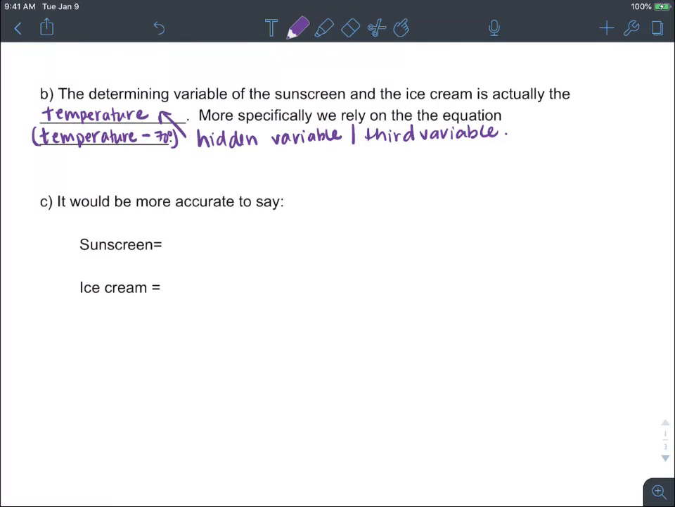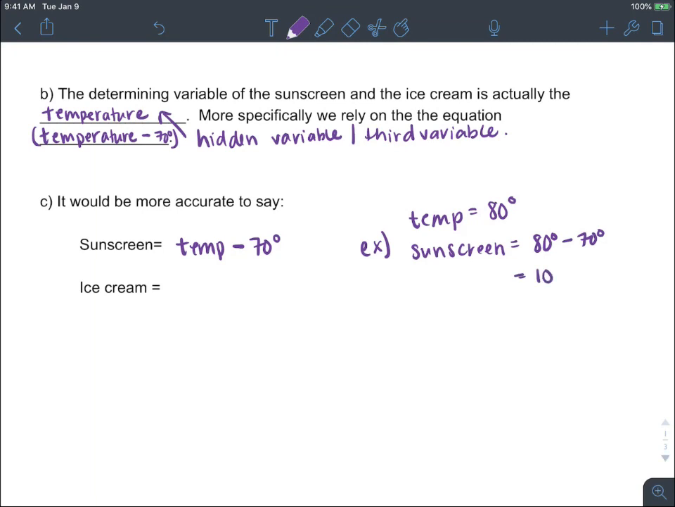Okay, so we can actually split up the two equations. Instead of ice cream being reliant on the number of sunscreens sold, we can split them up to say that the sunscreen is equal to the temperature minus 70 degrees. So an example would be, let's say the temp is equal to 80 degrees. The sunscreen would equal 80 degrees minus 70 degrees, which gives me the value of 10 sunscreens.